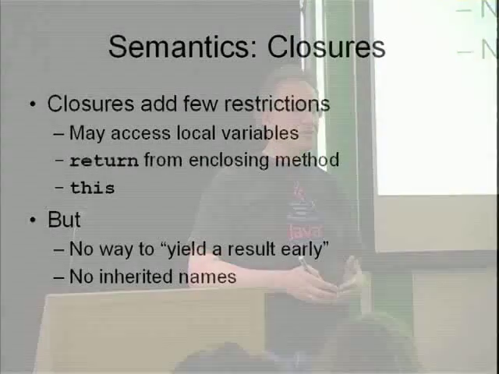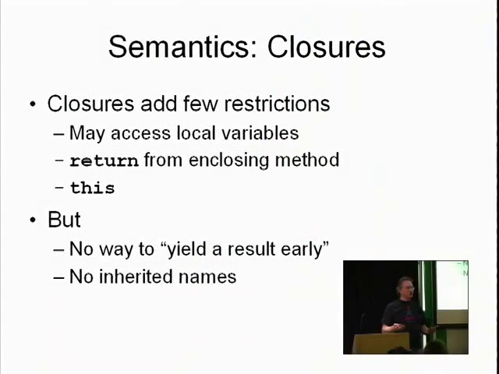So what is a closure? What is the semantics of a closure? What does a closure mean? Well, closures don't add very many restrictions to the statements and expressions that are within them. You can access local variables from the enclosing scope. They're lexically scoped. You can return from an enclosing method. You can use the variable this. It refers to whatever this meant in the enclosing method. It doesn't refer to the this of the object that contains the method that the closure implements. It means the same thing inside the closure as it meant outside.